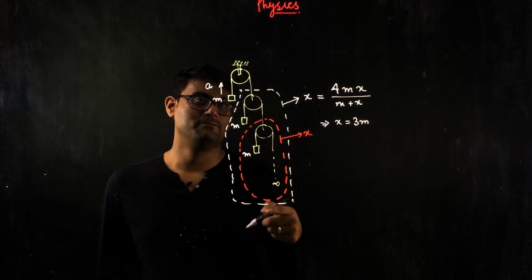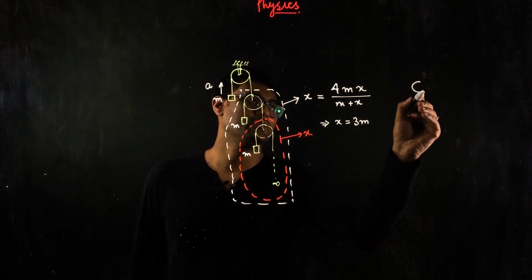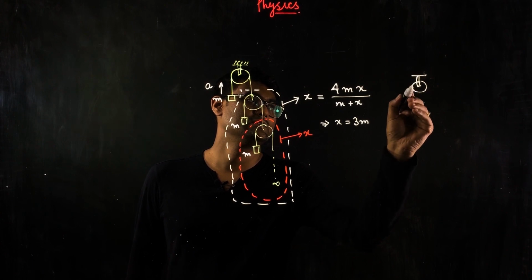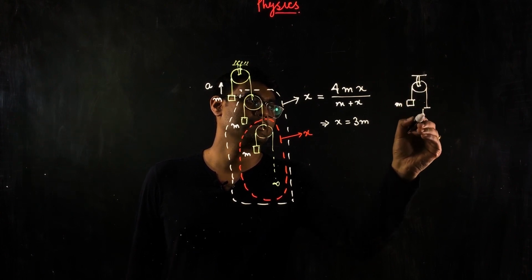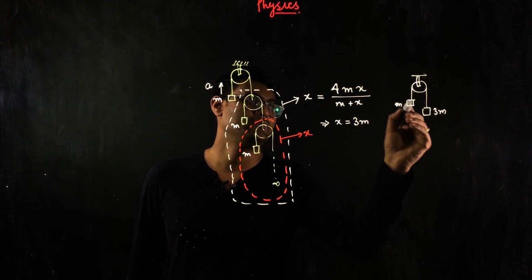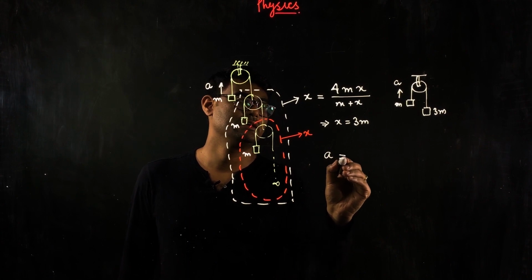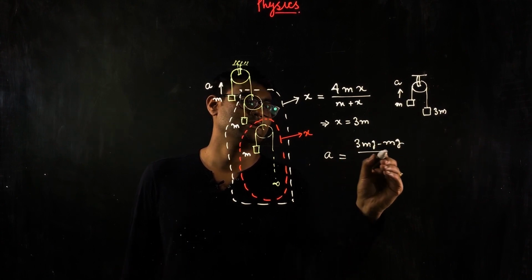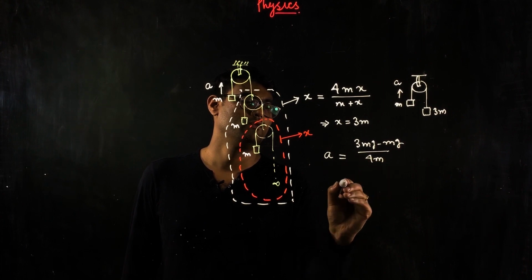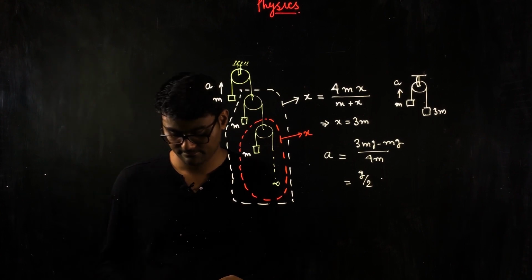Now this complicated system is transformed into a very simple system of mass and pulley. This mass is m and another mass is 3m. And if I ask you what is the acceleration of this block, you can readily say that it is 3mg minus mg divided by 4m, which is going to be g by 2. That will be your answer.